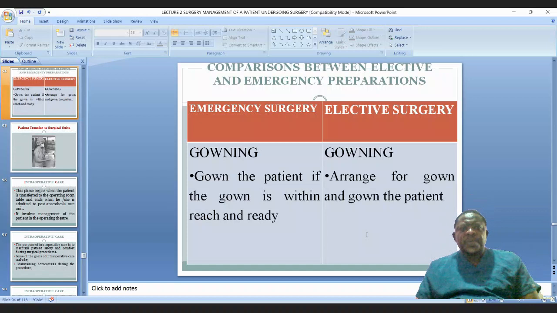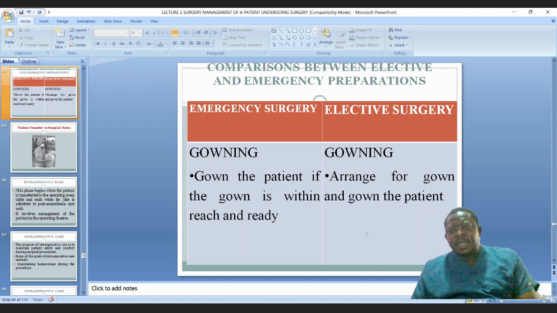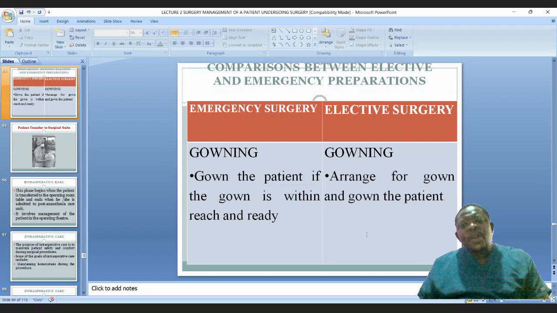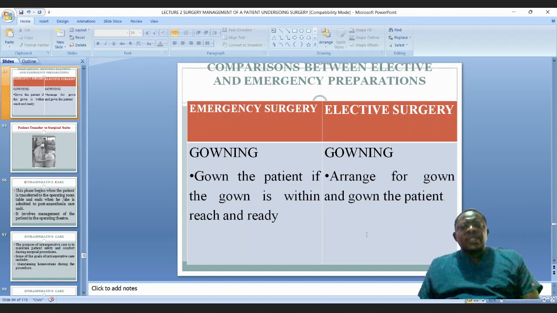To do with gowning, you can gown the patient if the gown is within reach and ready. In elective surgery, you can still gown the patient. Okay, so we've been looking at the comparison between elective and emergency surgery. Emergency surgery requires emergency preparation, while elective surgery requires general preparation. So these are similar. The difference is that in emergency surgery, you need to prioritize resuscitation of the patient, and you need to do all those things that have to be done in an emergency situation, whilst in elective surgery, you just need to do general preparation. So up to now we have looked at emergency preparation of the patient, and at emergency surgery and elective surgery, and how they are similar. So we have made a comparison.